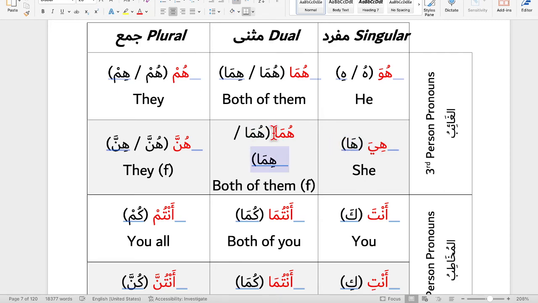Huma or hima, actually they stay the same. And hunna or hinna sometimes comes as hinna also. So hunna or hinna, these come as attached. So you see that detached or attached, they are all the same.